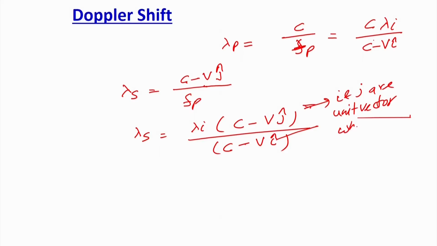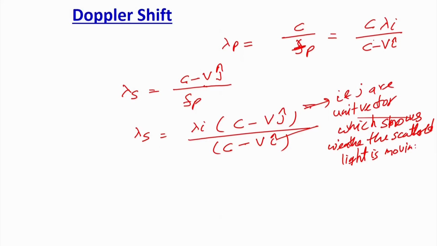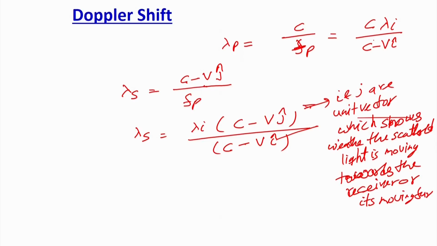Vector which shows whether the scattered light is moving towards the receiver or it is moving far. Okay. So, that is what the I and j are, the unit vectors.